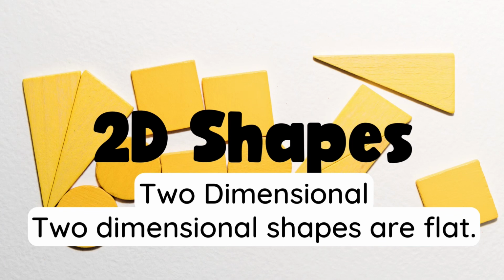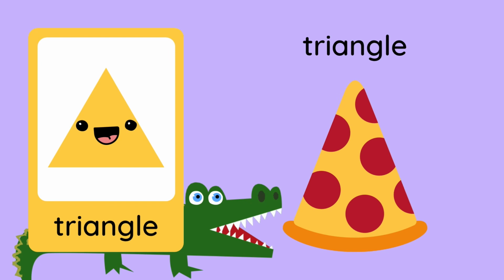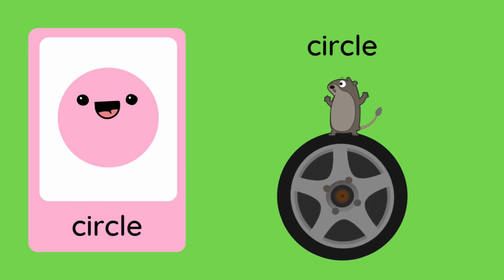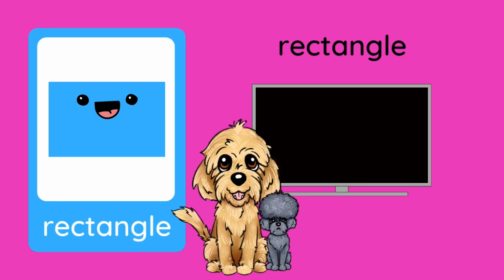2D shapes, two-dimensional. Two-dimensional shapes are flat. Triangle. A triangle is like your favorite slice of pizza. Circle. A circle is like the shape of a wheel. Rectangle. A rectangle is like the shape of your TV.